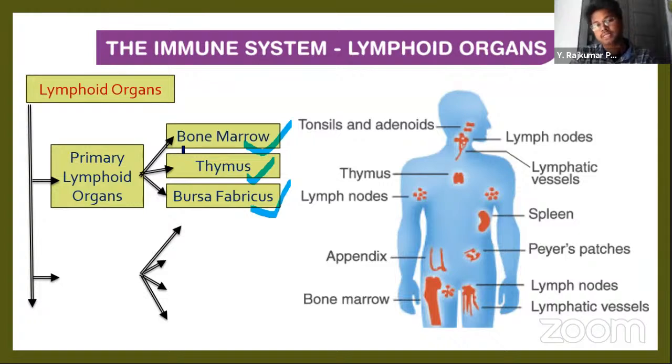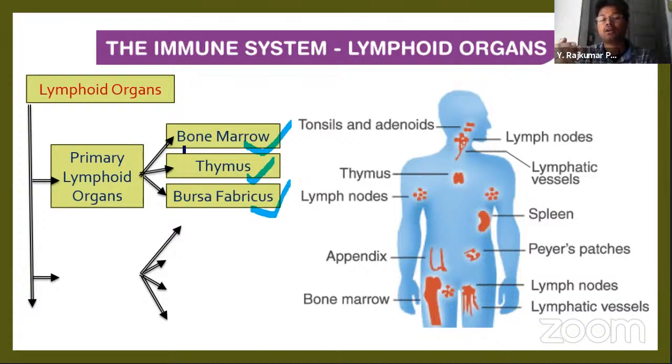Bone marrow means the marrow of the bone. The hollow space in the bone contains the marrow. That's called bone marrow. Bone marrow is the site where blood cells are produced. Okay, so lymphocytes are produced in the bone marrow. That's why one type of lymphocytes is called B lymphocytes, isn't it? So B lymphocytes are produced in the bone marrow and mature in the bone marrow.